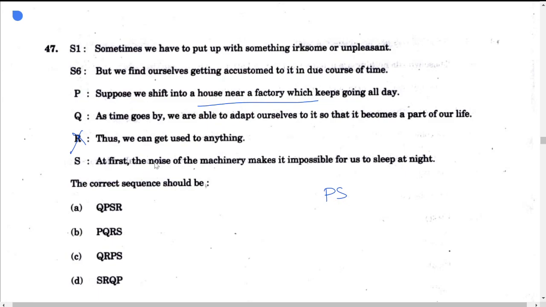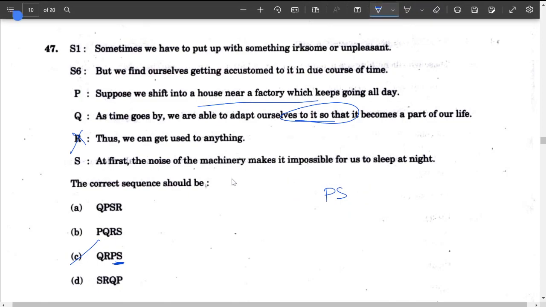That means P and S combination. As time goes by, we are able to adapt ourselves to it. To it in the sense to that noise. That is Q. Check for this PSQ. PS combination is there. Yes. PS anywhere, PS no. Check for C, not Q. Let us check for PS combination.